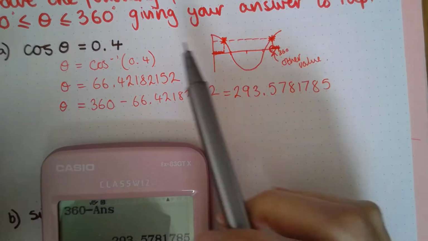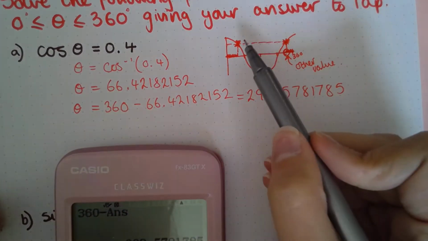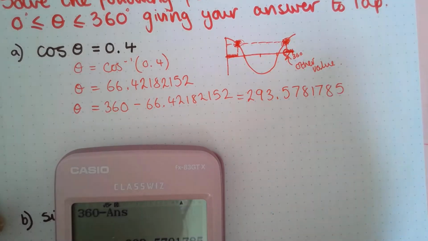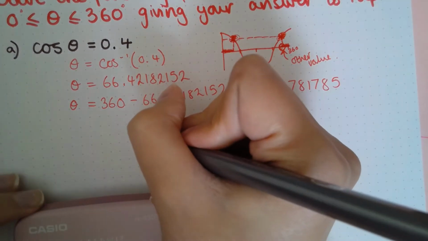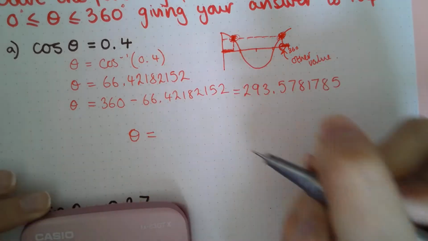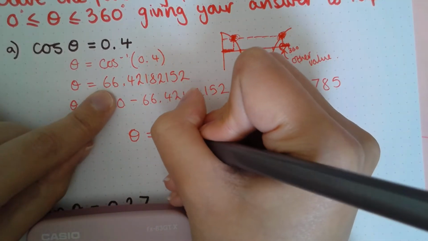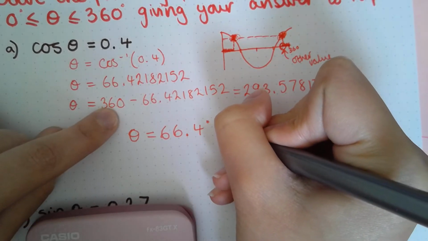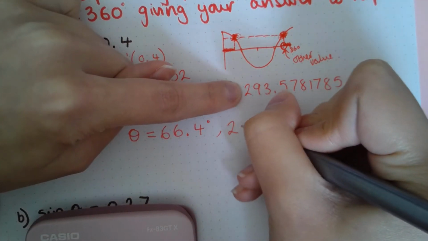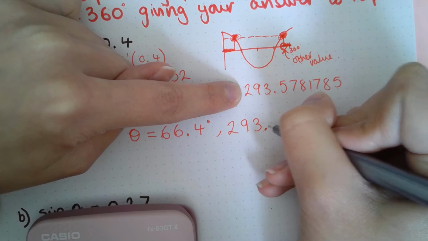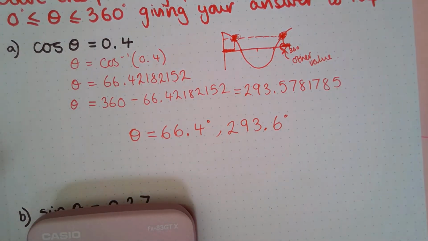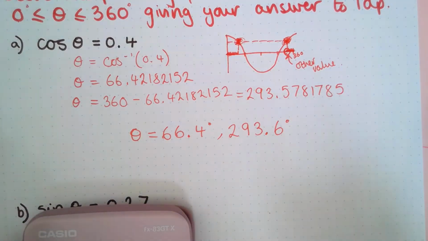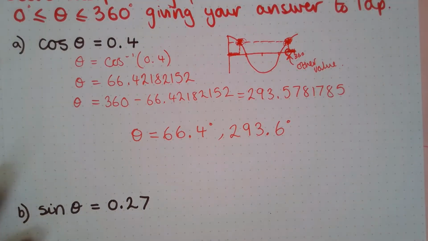So I know that I've got both solutions. I can see that within this range, 0 to 360, I've got that solution, it's 66, and I've got that solution, which is 293. So now I can list my values for theta. So theta equals, to 1 decimal place, 66.4 degrees, comma, 293.6 degrees. Okay, that's with the drawing of the cos graph.